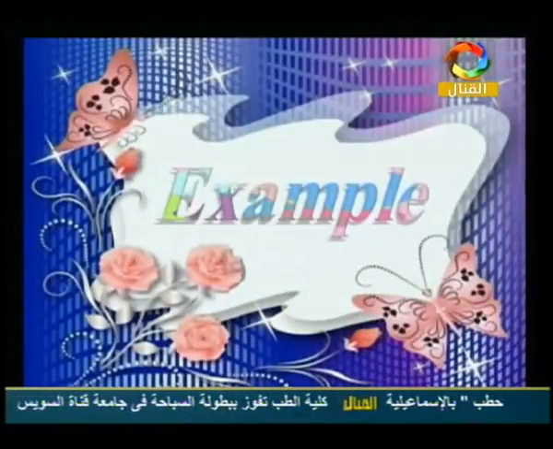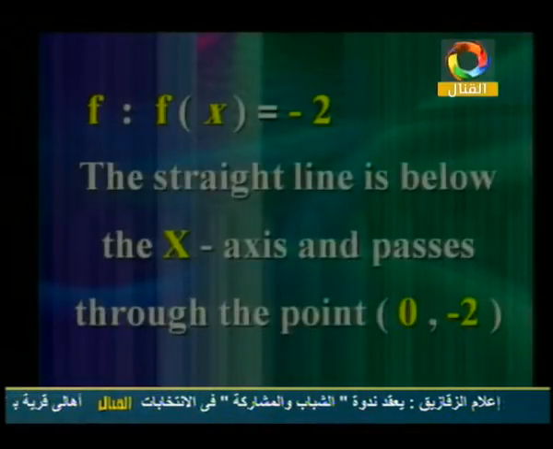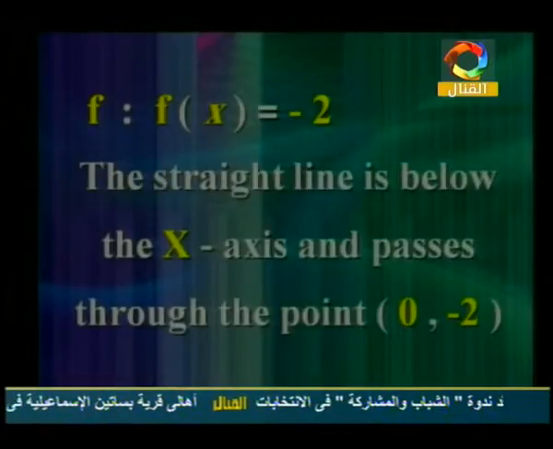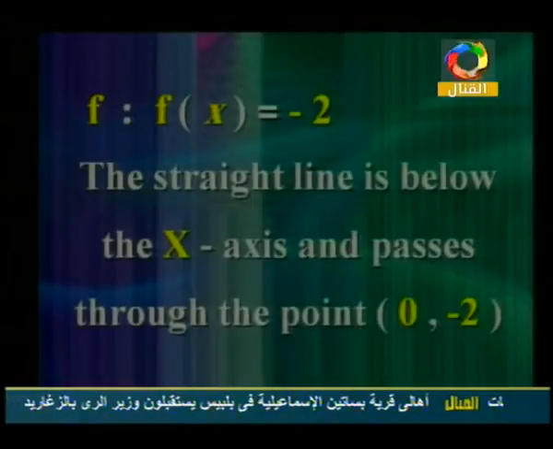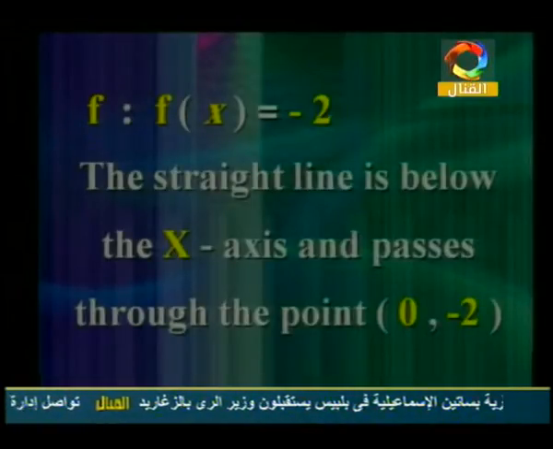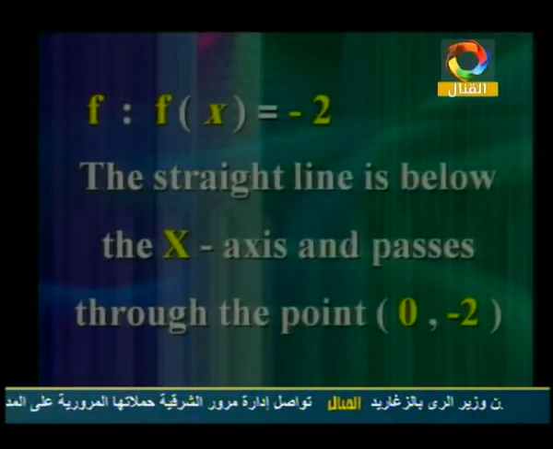Second example: f of x equals negative 2. The straight line is below the x-axis. Why? Because b is smaller than 0. Excellent. Then the straight line is below the x-axis and passes through the point (0, negative 2). f of x equals negative 2.